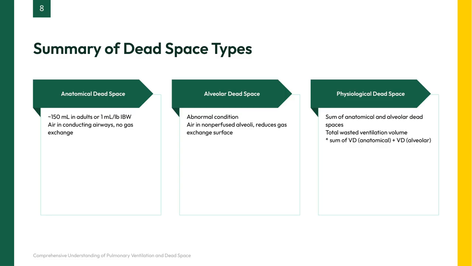Focusing on alveolar dead space specifically, in adults, this is roughly 150 milliliters, or about 1 milliliter per pound of ideal body weight. This is the air in the alveoli that isn't used for gas exchange because these alveoli are not perfused. Lastly, the anatomical dead space refers to the air in the conducting airways, like the trachea and bronchi. This air doesn't reach the alveoli, and therefore, no gas exchange occurs there. By understanding these different types of dead space, we get a clearer picture of how ventilation efficiency can be affected in various conditions, which ties into the overall theme of respiratory function and health.